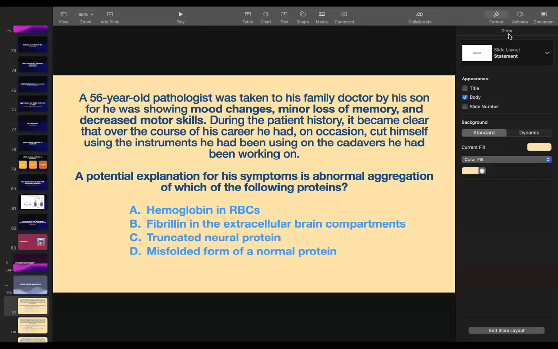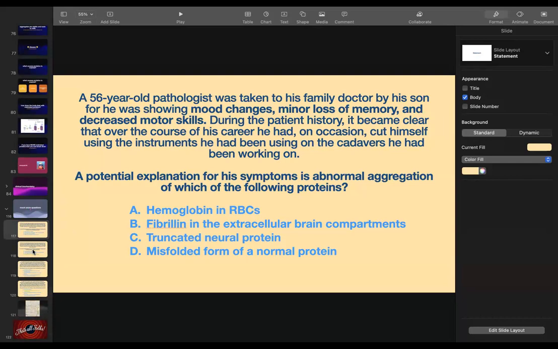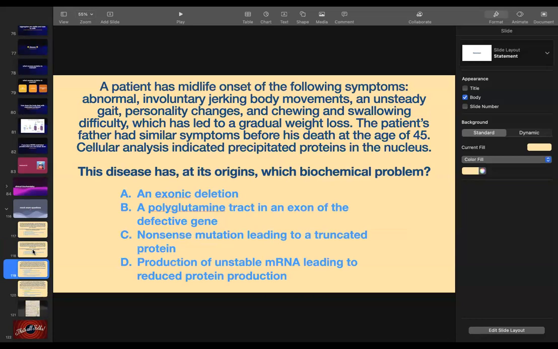Okay, we got a bunch of these. Seems like a unanimous choice for D. Interesting. And the correct answer is, boom, it is D. So this patient most likely has Creutzfeldt-Jakob disease. The biggest clue here was that he has been working with cadavers. He's been working with human biological material, and he cut himself. So that could be the cause of transmission of those prions. And now he's presenting with mood changes and minor loss of memory. It's a very bad thing. So it is a misfolded form of a normal protein, because that's what prions are. The next question.